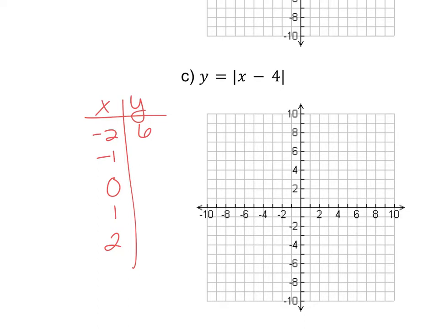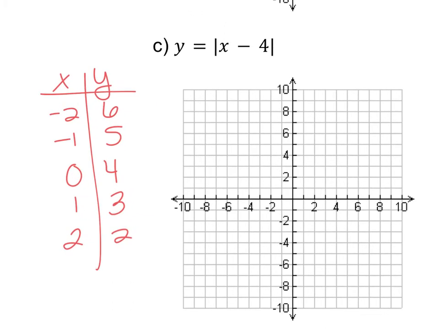-1 minus 4 is -5. Absolute value would be 5. 0 minus 4 is -4. Absolute value would be +4. 1 minus 4 is -3. Absolute value it, you get 3. 2 minus 4 would be -2. Absolute value would be 2. Okay, plot these points. -2, 6, -1, 5, 0, 4, 1, 3, and 2, 2.